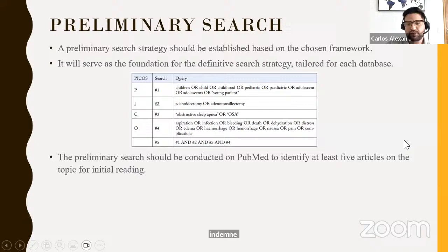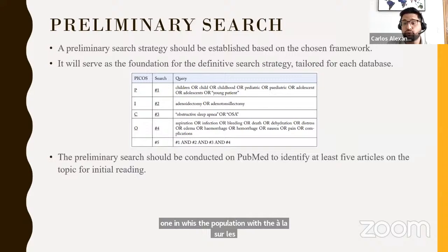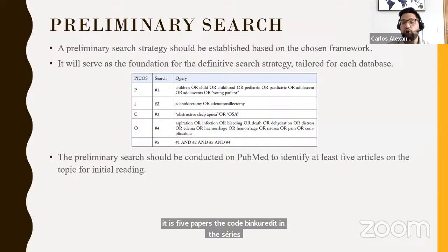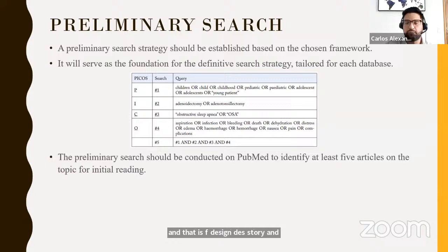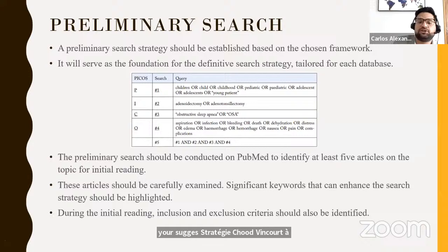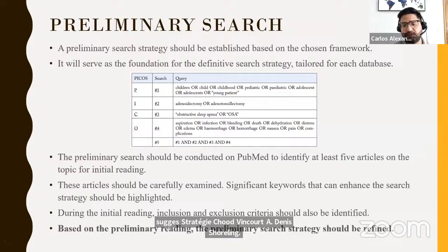So the preliminary search should be conducted on PubMed to identify at least 5 papers on the topic for initial reading. And again, this is not a rule. This is the way me and my team do things. At first we should do a preliminary search, and if you find at least 5 papers that could be included in the study design you want to perform, they will help you design the study, and maybe they will be included at the end of the process. These papers should be examined, and the significant keywords that can enhance your search strategy should be included. During the initial reading, inclusion and exclusion criteria should be identified and included in the study. Based on this preliminary reading of these papers, the search strategy should be constructed.